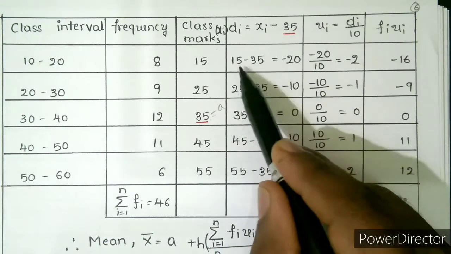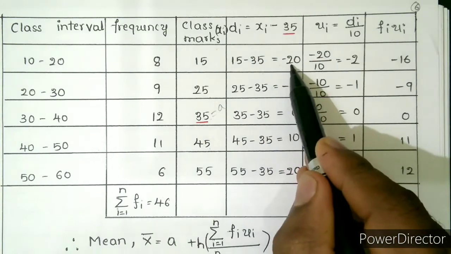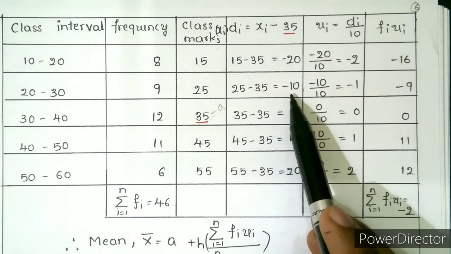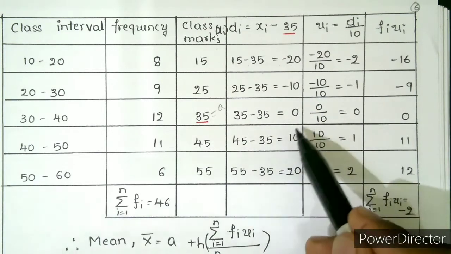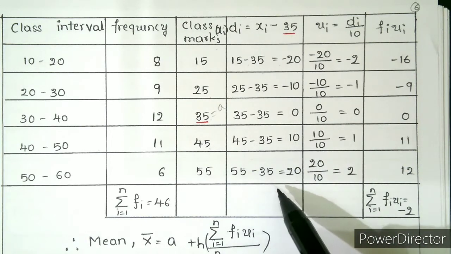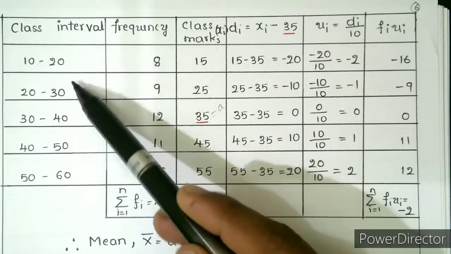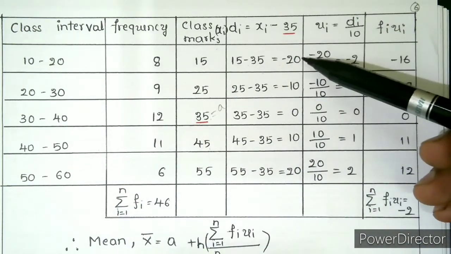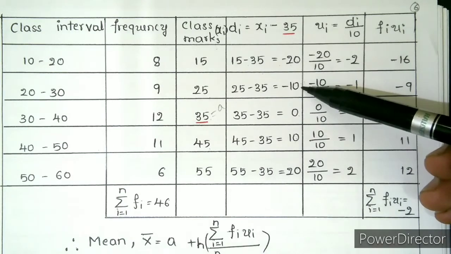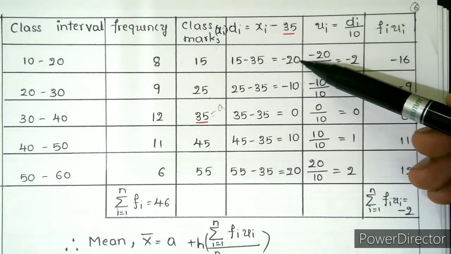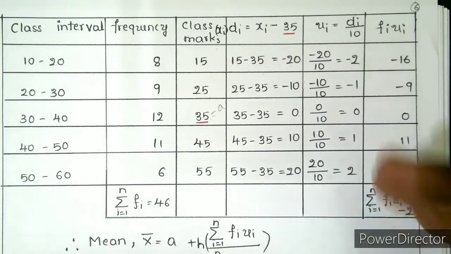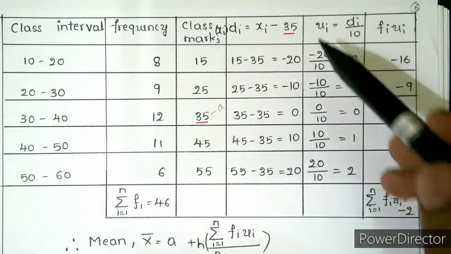15 minus 35 gives minus 20, because the larger value takes the minus sign. 25 minus 35 gives minus 10, 35 minus 35 gives 0, 45 minus 35 gives 10, and 55 minus 35 gives 20. When the class intervals have the same width, you see the values minus 20, minus 10, 0, 10, 20. In the first direct method you can't see this observation, but in the assumed mean method you can.